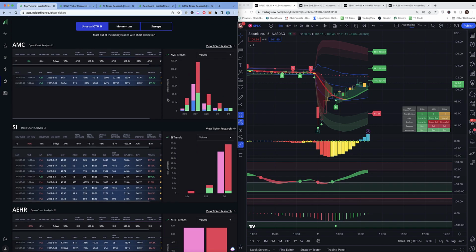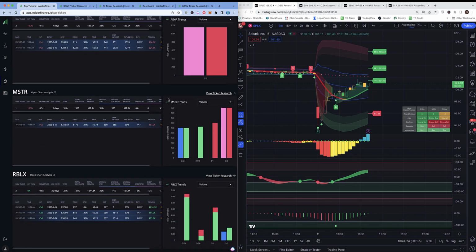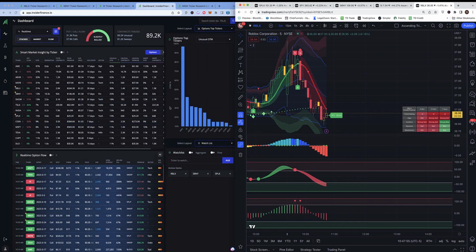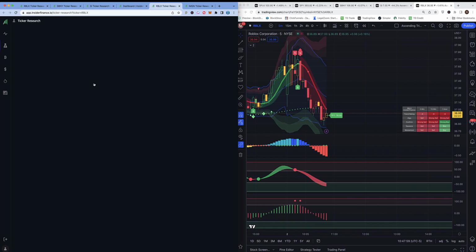While waiting for exits on SPY and SPLK and entry on SBNY and SI, another ticker popped up on the top tickers, RBLX or Roblox. Here we are seeing unusual call volume and the ticker is setting up for a bottom. So we will wait for a confirmed reversal on Roblox.